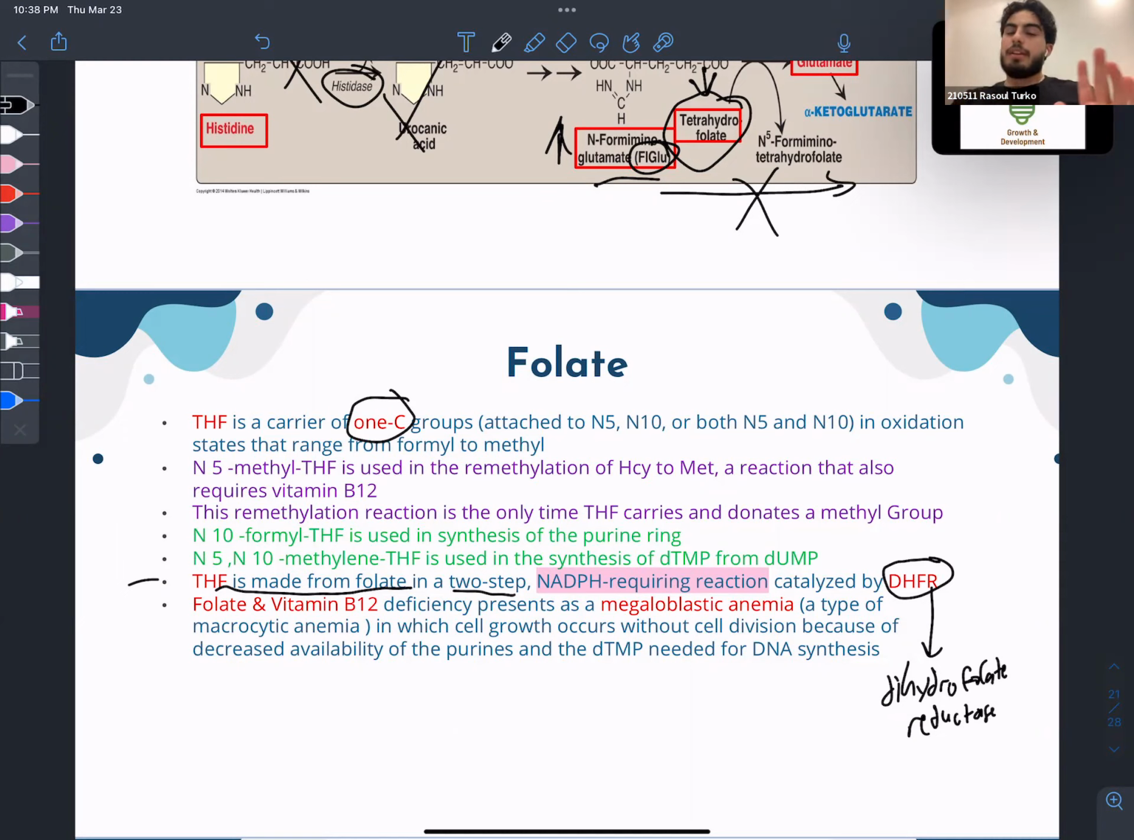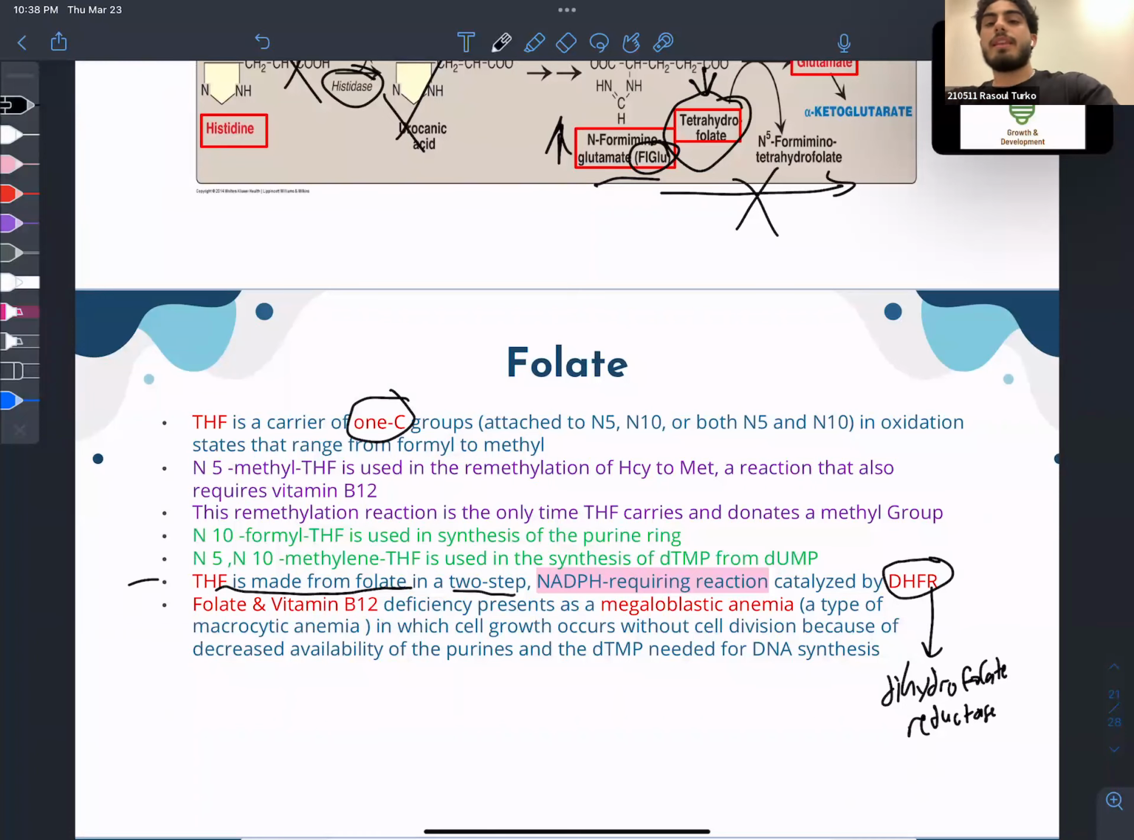Okay, now for an N10 formyl THF, that one is used for synthesis of purine rings. Okay, you guys will talk about purine and pyrimidines in a later lecture, but all you have to know is N10 is for purine ring, and N5, N10 is for the synthesis of dTMP from dUMP. Okay, that's all you need to know. Just the N5 is for this pathway, the N10 for this pathway, and N5, N10 for this pathway.